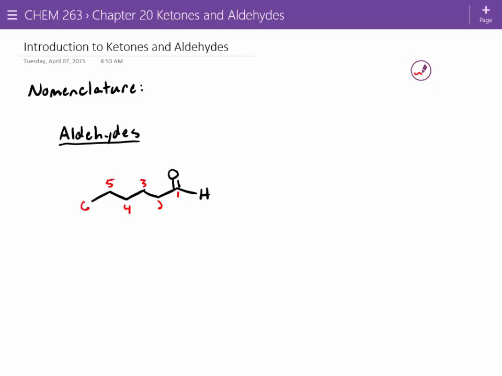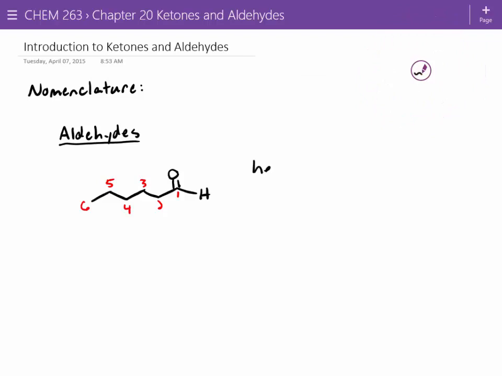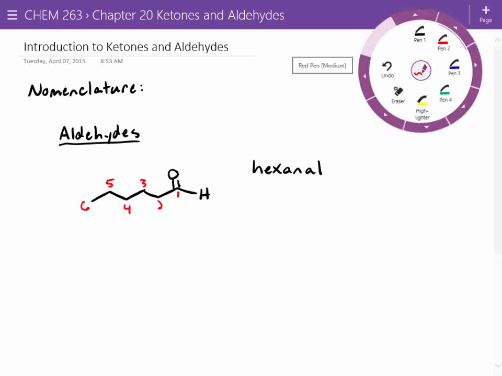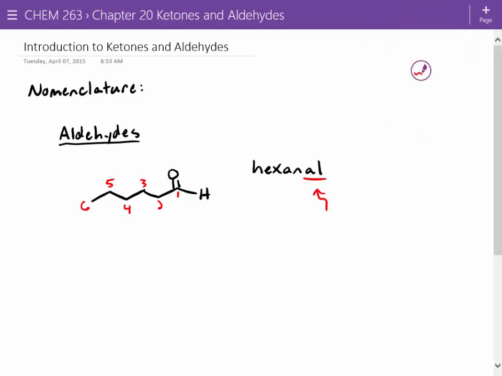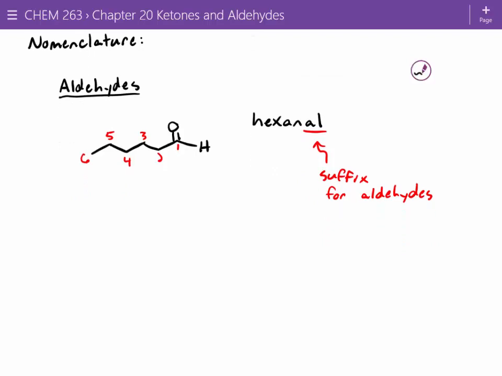Right? So what would we name the parent? It would be a hexane, right? Because it's 6 carbons long. So naming this gets pretty easy. You do hexan, which is the parent, and then you add al at the end. The al is your suffix for aldehydes. All right, let's take one example for this.